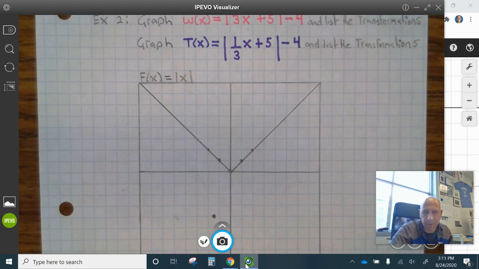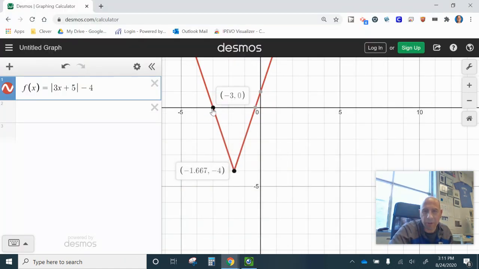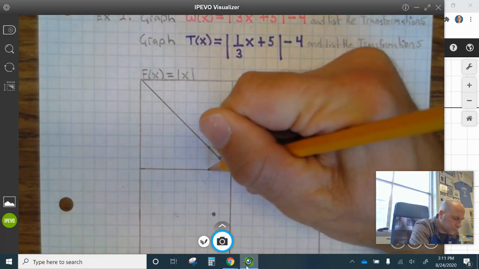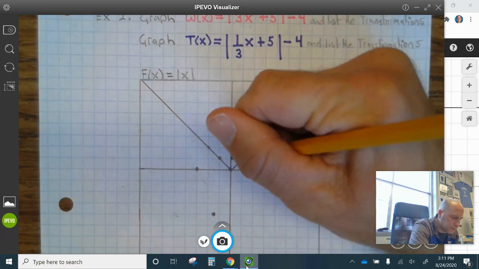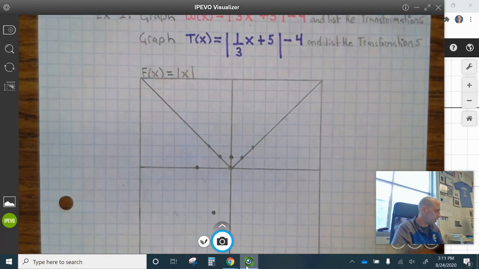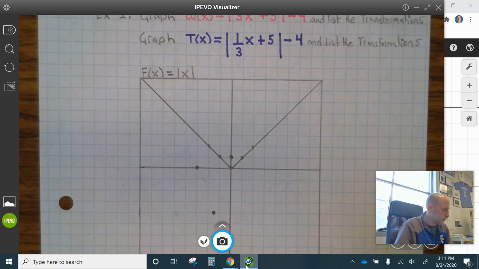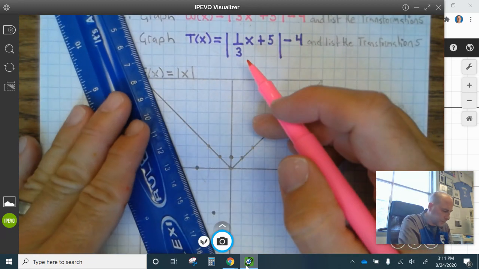Okay, now let's get the point. It looks like we have -3, 0, and -1. So that's not a really good point. But 0, 1 is a good point. So let's go ahead and graph -3, 0, and 0, 1. Okay, so -1, 2, 3, and 0, 1. And again, you notice it gets a little complicated when you're doing horizontal transformations.